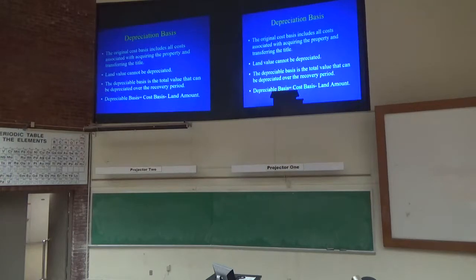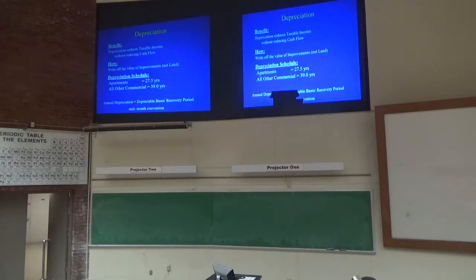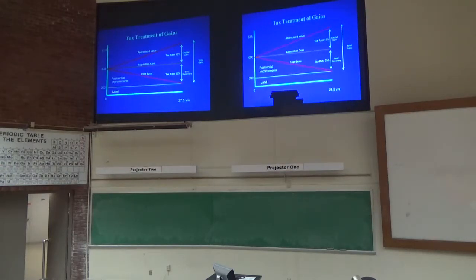Okay? The depreciable basis is basically the cost of the building divided by the years of depreciation. So over the years, this is the allocation. Apartments can be depreciated at 27 and a half years. All commercial is 39 years. So this is the key right here.